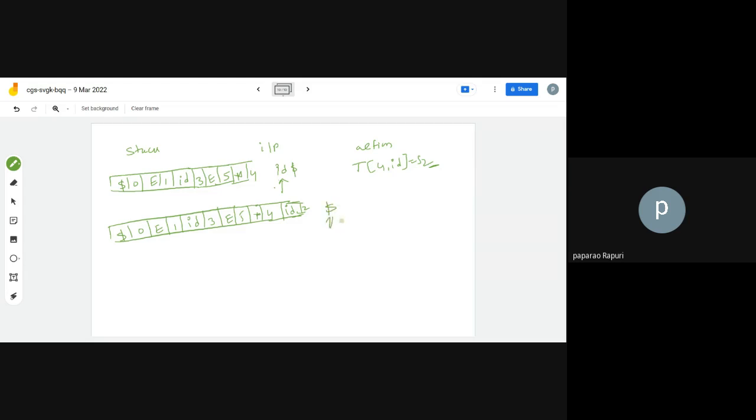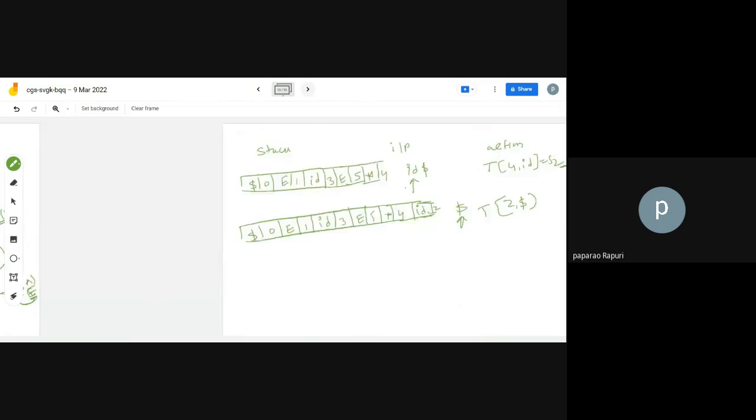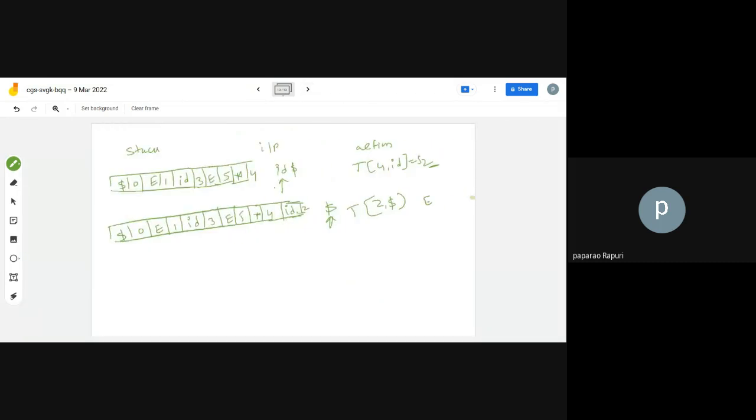So now we are at dollar. 2 comma dollar. T of 2 comma dollar means R3. Reduce R3. R3 means it derives ID. Again 2 only.